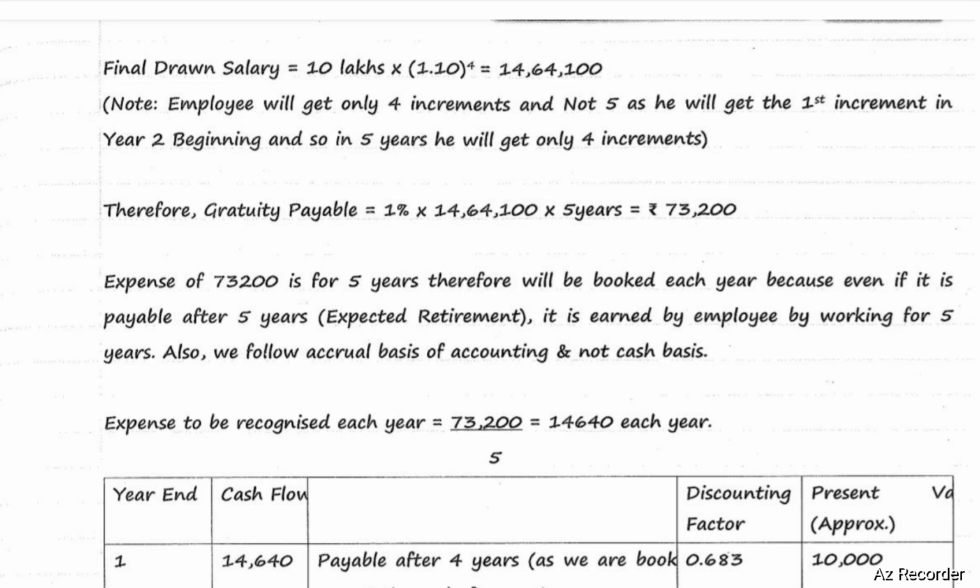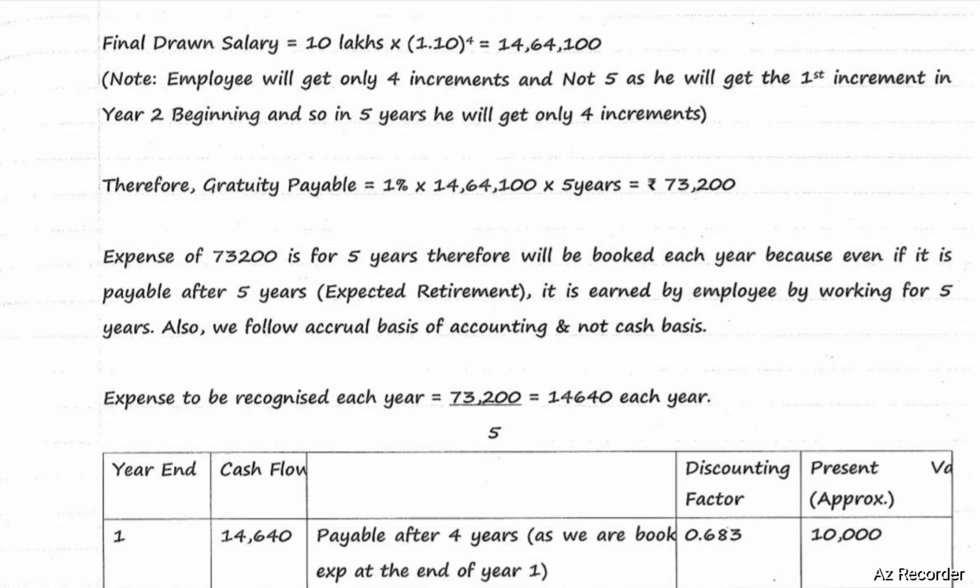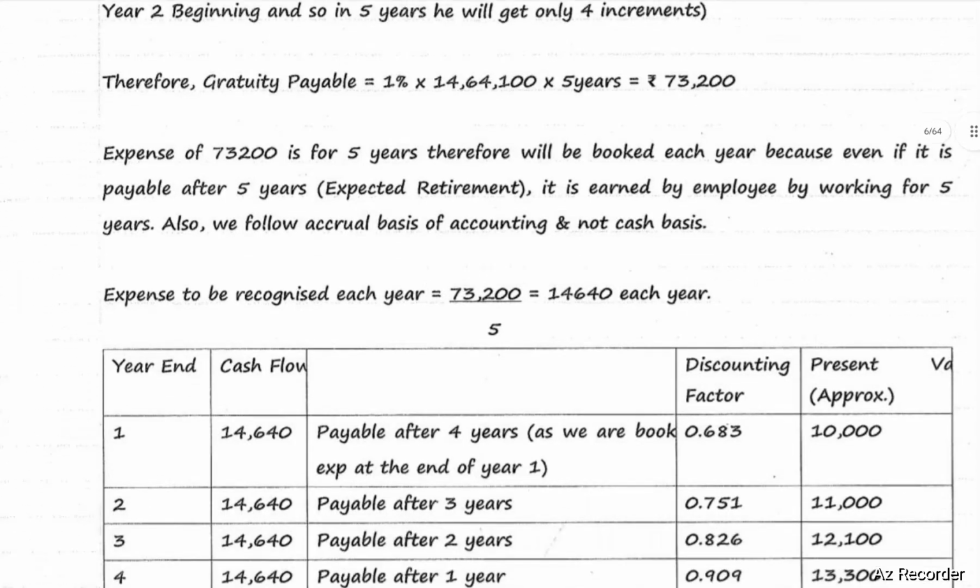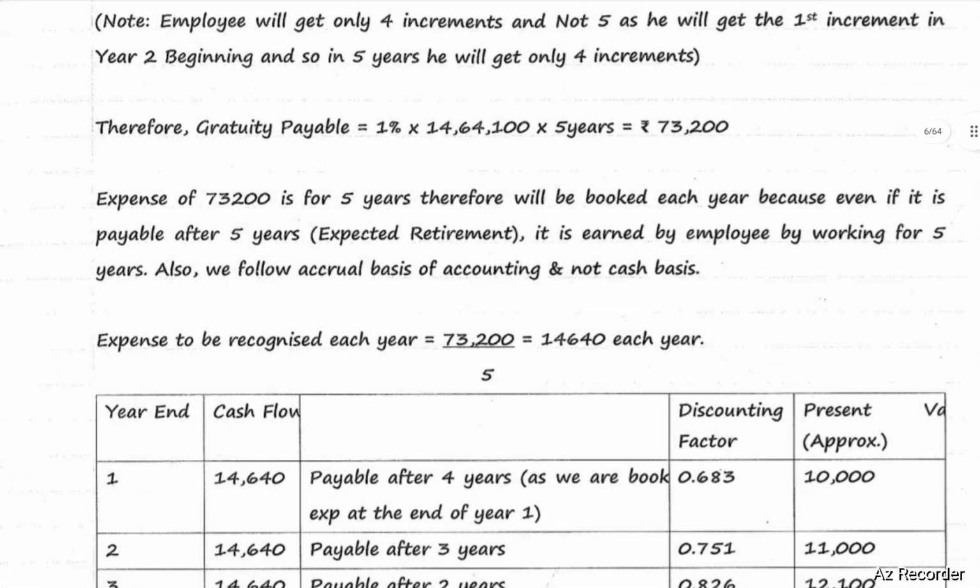Final drawn salary will be 10 lakhs into 1.10 whole to the power 4 because there is an increment for 4 years. In such a case, final drawn salary will be 14 lakhs 64,100. Here, employee will get only 4 increments, not 5, as he will get the first increment in second year beginning. So in 5 years, he will get only 4 increments. Therefore, gratuity payable will be 1% into 14 lakh 64,100 into 5 years. That is 73,200.